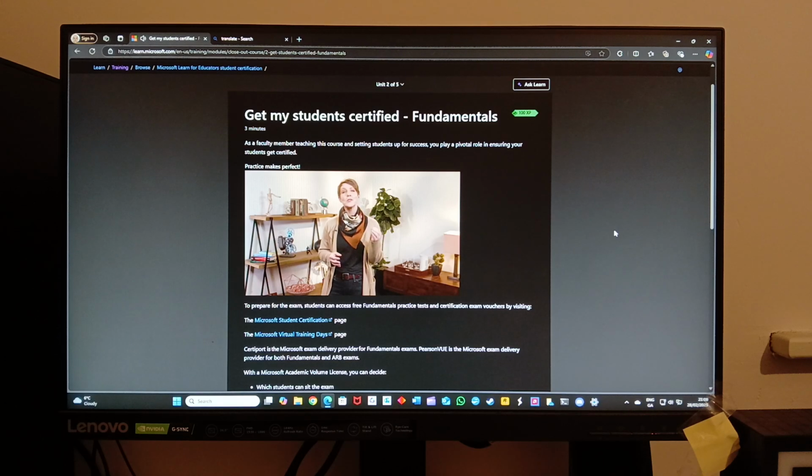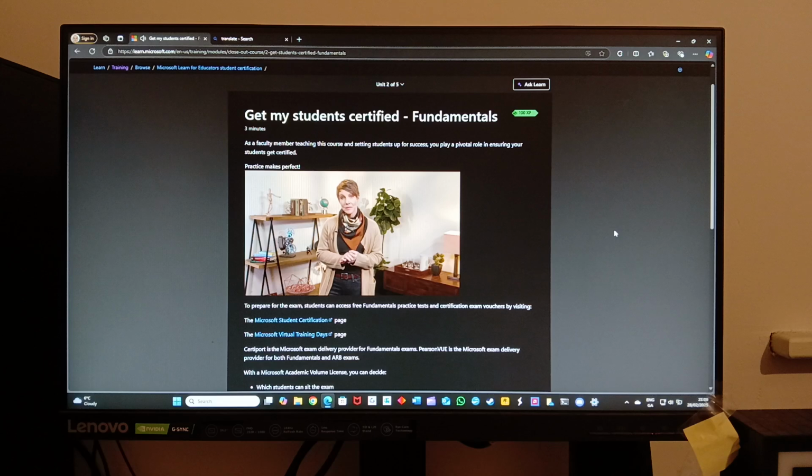Employers are looking for specific markers of readiness and skill attainment when hiring. More and more they are seeking out candidates with industry-recognized technical certifications, like those from Microsoft. As a faculty member, teaching this course and setting students up for success, you play a pivotal role in ensuring your students get certified. Practice makes perfect.